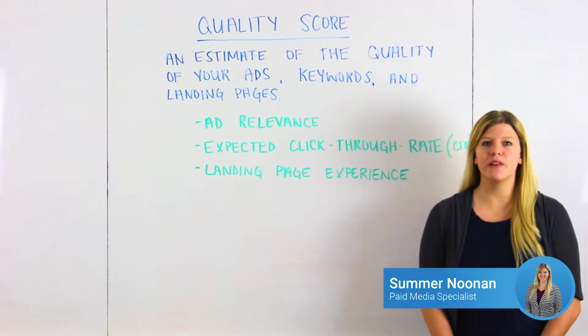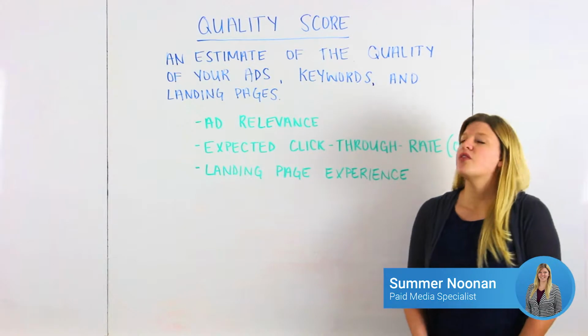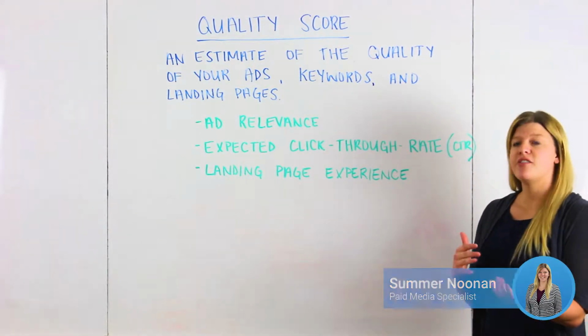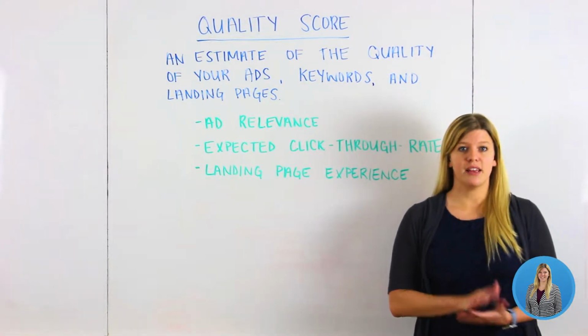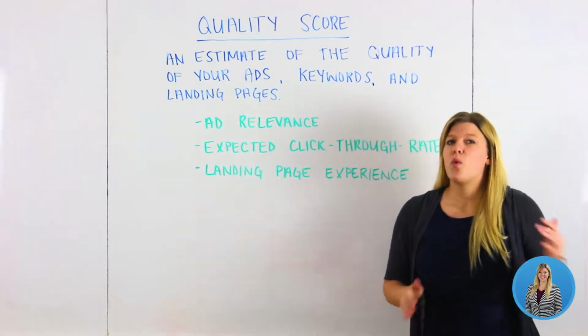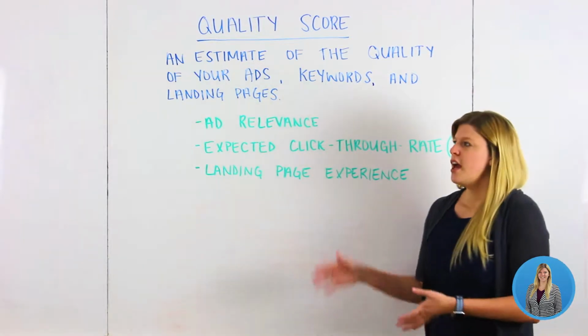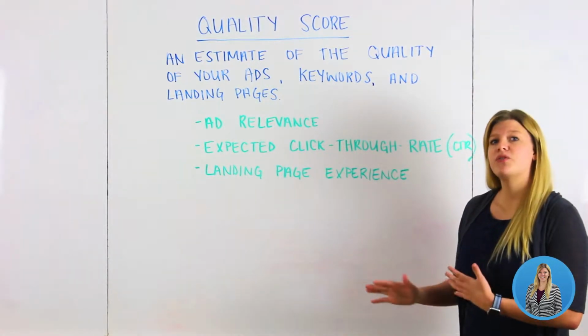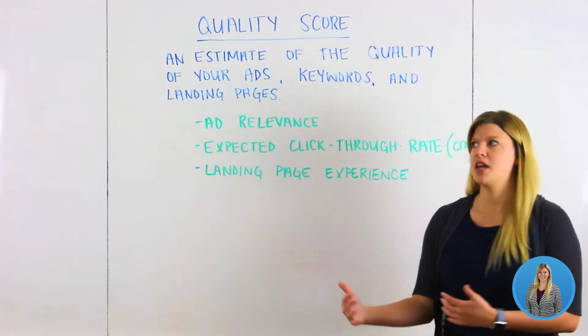Today I'm going to talk to you a little bit about quality score and how to improve upon it. So let's start with the definition. Google defines quality score as an estimate of the quality of your ads, keywords, and landing pages. It's on a 1 to 10 scale. 10 is going to be the best you can do and 1 is the worst. And the reason that you want to optimize for quality score is because ultimately you're going to have lower prices and a better ad rank.